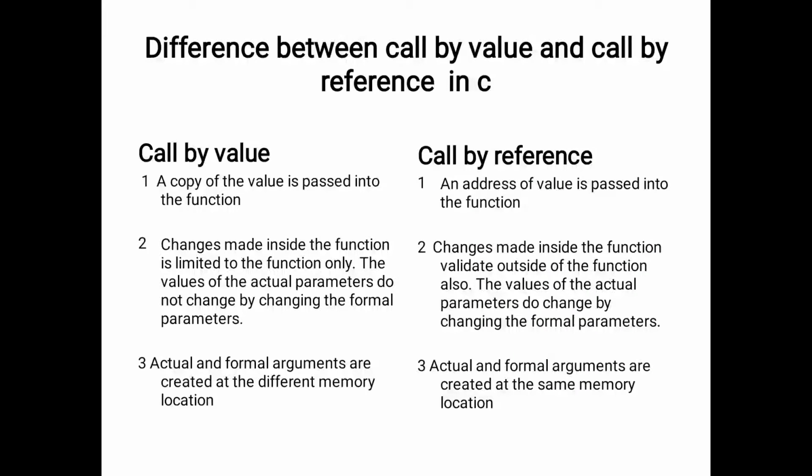Here are some differences between call by value and call by reference. In call by value, a copy of the value is passed into the function. In call by reference, the address of the value is passed into the function. In call by value, changes made inside the function are limited to the function only. The values of the actual parameter do not change by changing the formal parameter. Here, in call by reference, it changes the formal parameter.